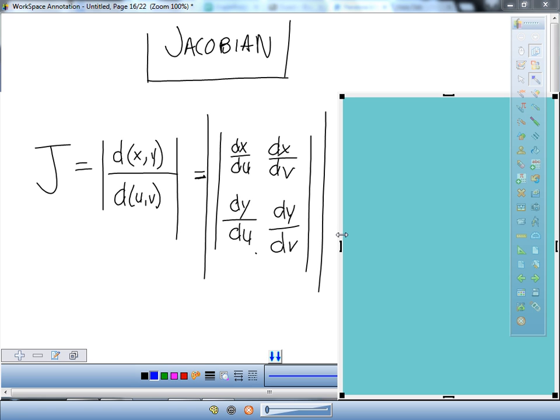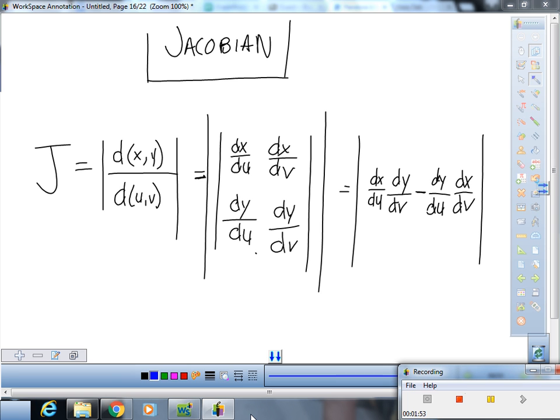Okay? And what that means, in case you've forgotten, is top left times bottom right minus top right times bottom left. And we want it to be positive, so we stick the absolute value sign there. So far, so good? You don't know what we're doing yet, so it's totally fine for you to be confused. That is what the Jacobian is.